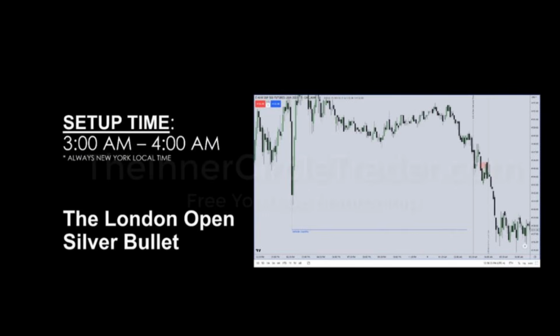Time windows in detail. London Open, 3 to 4 a.m. New York time. During this window, price often raids the Asian range. Once the raid happens, watch for displacement, the FVG, and the entry. The target is usually the opposite side of the Asian range or higher time frame liquidity.